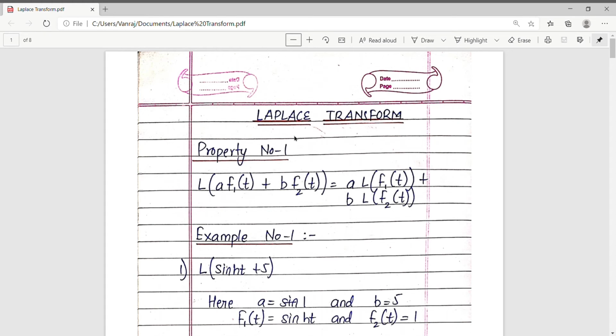So, hello everyone. Today I will explain to you the properties of Laplace transform. I will explain the properties with an example. So let's start with the first property.